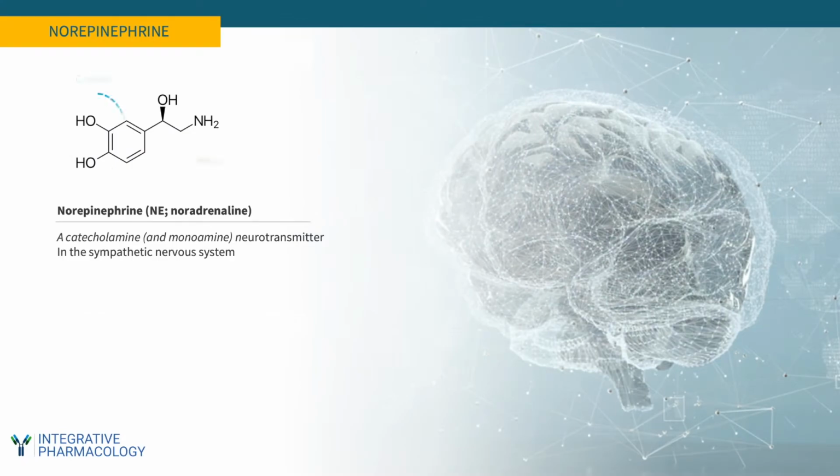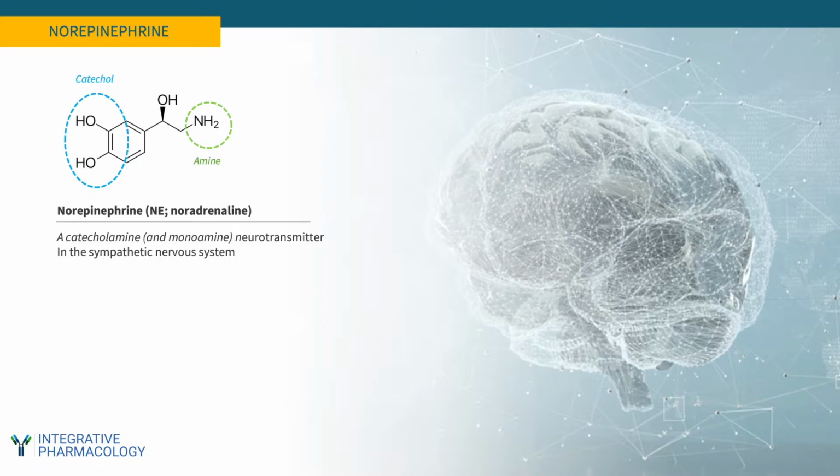Norepinephrine is a catecholamine, meaning it has a catechol and an amine functional group. It's very similar to dopamine. So in the previous module, we looked at dopamine. This is a derivative of dopamine. It's also a monoamine by definition because it has an amine group.